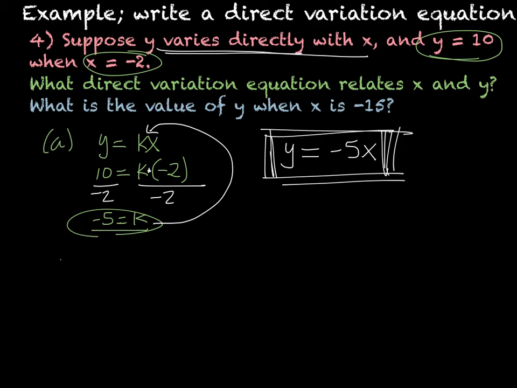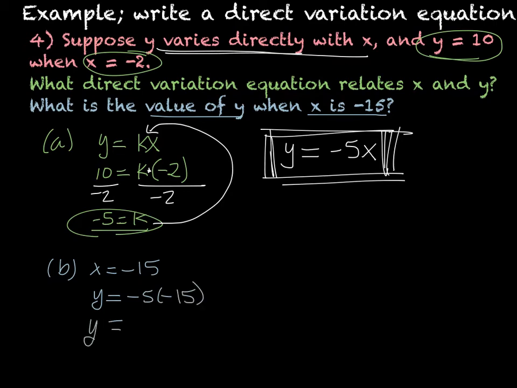And now for part B, what is the value of y when x is negative 15? So x equals negative 15, and my equation is y equals negative 5 times negative 15. So when I multiply that together, I get a double negative makes a positive 75. So y is 75 when x is negative 15. And that's your final answer.